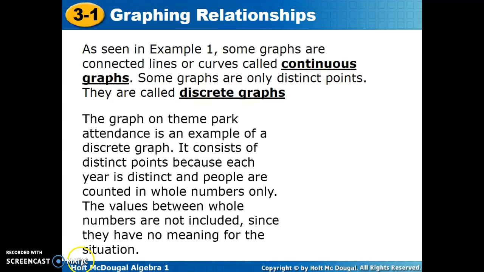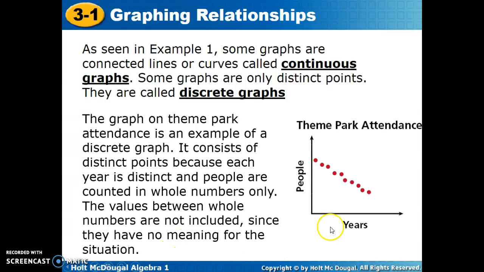The graph on theme park attendance is an example of a discrete graph. It consists of distinct points because each year is distinct and people are counted in whole numbers. The values between whole numbers are not included since they have no meaning for the situation. This is what we call a discrete graph.